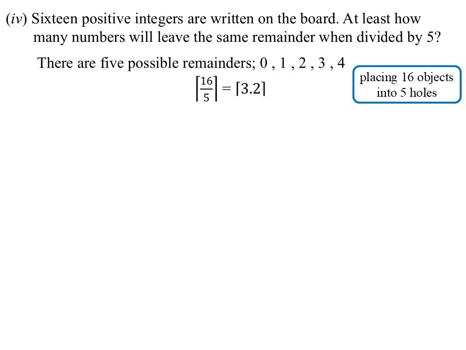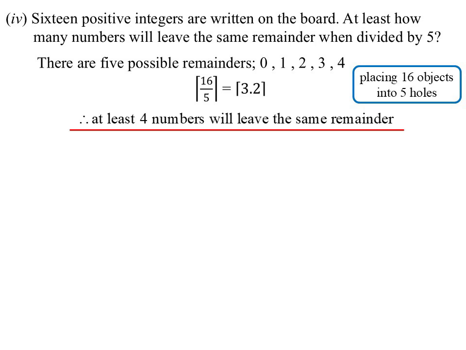I'll use the ceiling function idea there. Objects into holes, 16 on 5. Find the ceiling function of that. Ceiling function of 3.2, always round up. So that's 4. So I know there are at least 4 numbers that would end up with the same remainder.